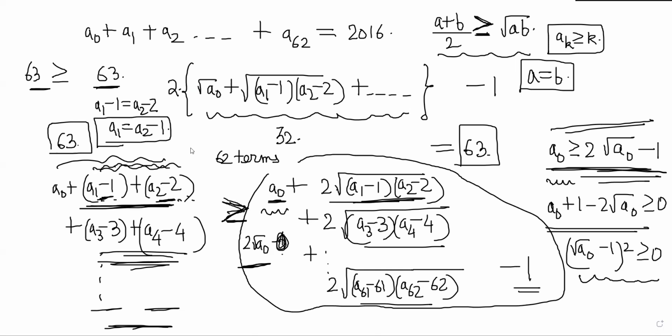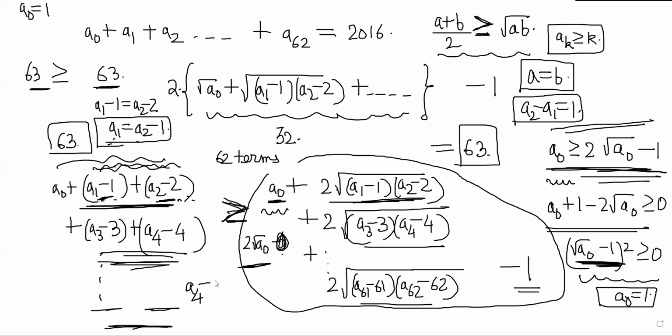Yes, sir. This also gives us A0 is equal to 1. Equality happens only if A0 is 1 here, right? This gives us A0 is 1. This gives us the difference between any two terms is 1. Like you can say that A2 minus A1 is 1, right? Correct? And similar results will be true. A4 minus A3 is also 1, right? Is everyone understanding? Yes, sir.